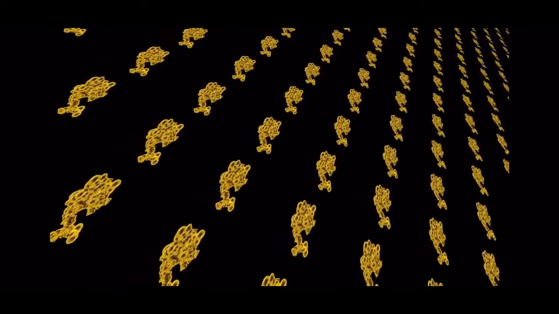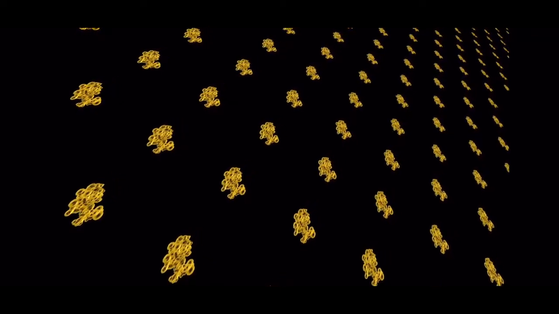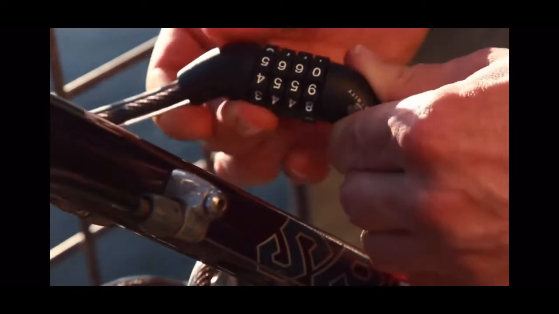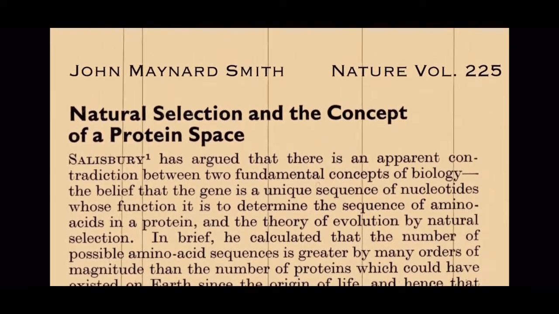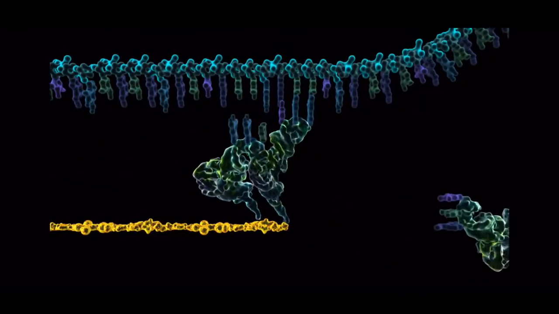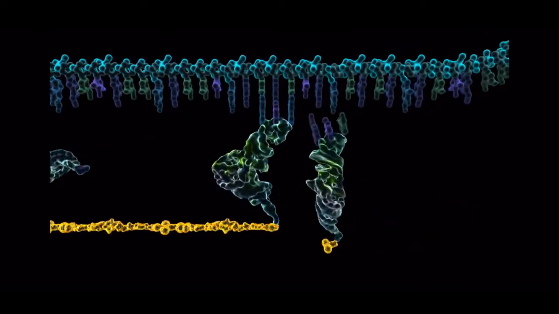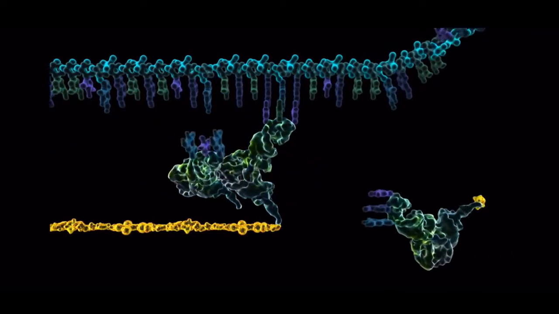But scientists in the 1960s didn't know how many of those arrangements were actually functional. They didn't know, in effect, how many combinations would open the lock. That didn't stop evolutionary biologists from speculating. Many argued that there must be a high proportion of functional sequences among all possible sequences, so that a random search for a new functional sequence would have a high probability of success.